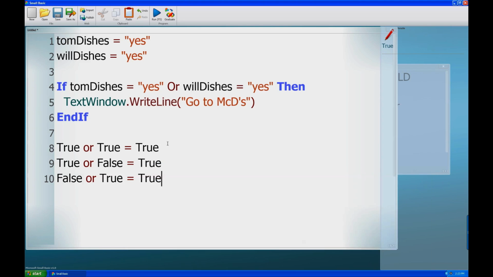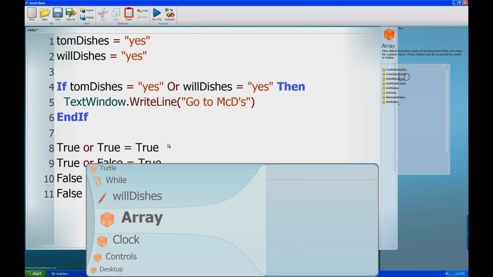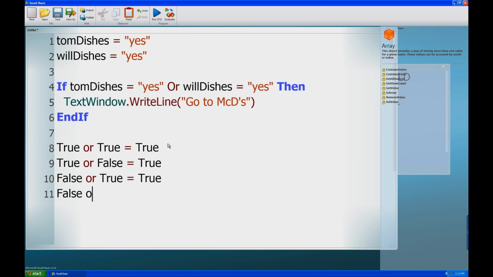And there's of course one last situation to check, which is false or false. Which basically means have neither of us done the dishes. And if neither of us have done the dishes, then we don't go to McDonald's, which means that it would be false. It's worth getting your head around this.